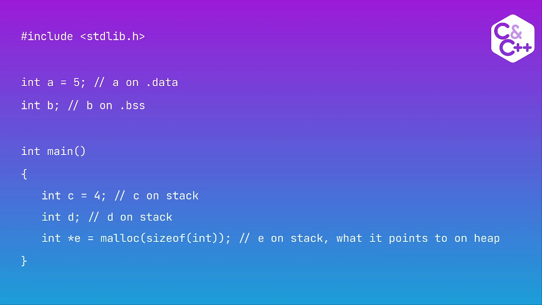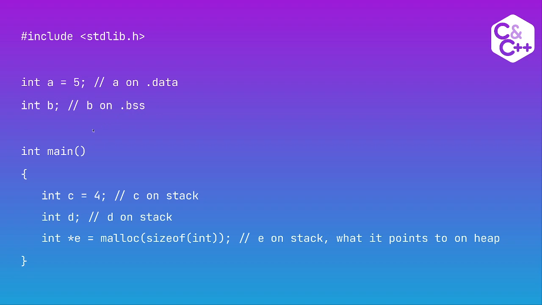Here's an example of all data segments, the places where your data can go. So when you declare something like int a equals 5, this variable a will live in the data section. And when you write int b and don't set it equal to anything, it is an uninitialized global variable, so it will go into the BSS section.